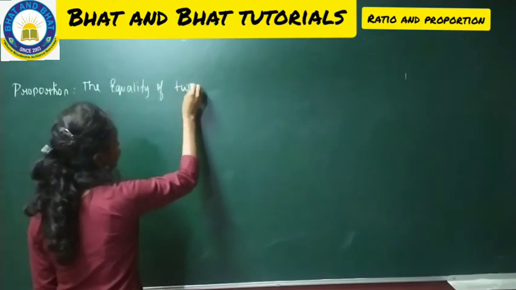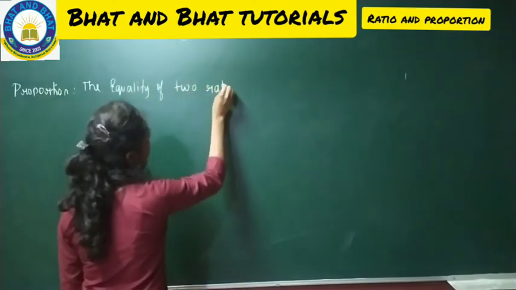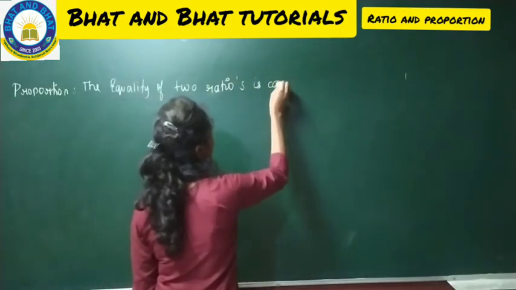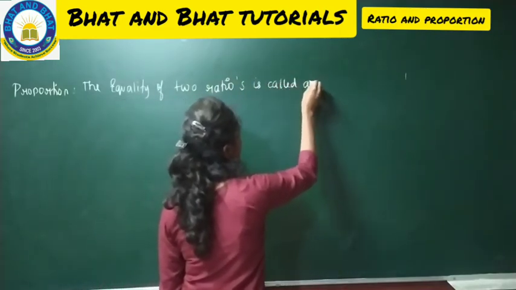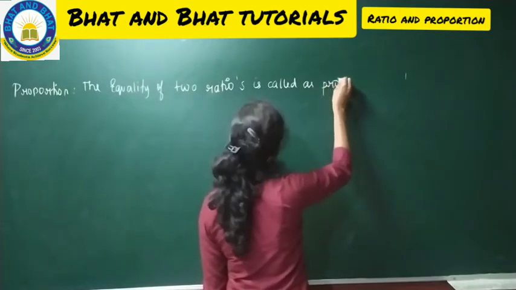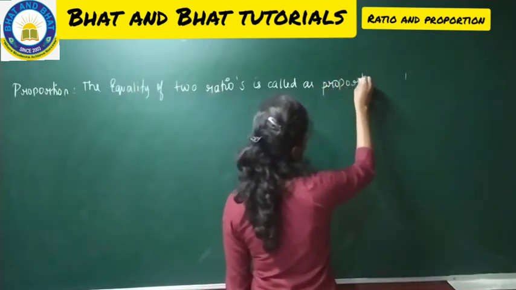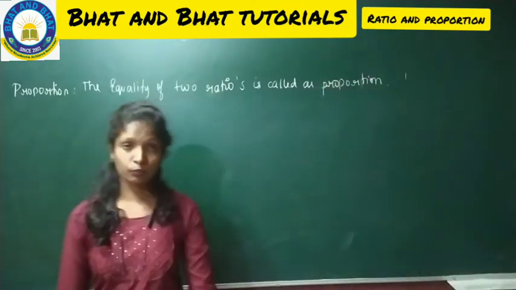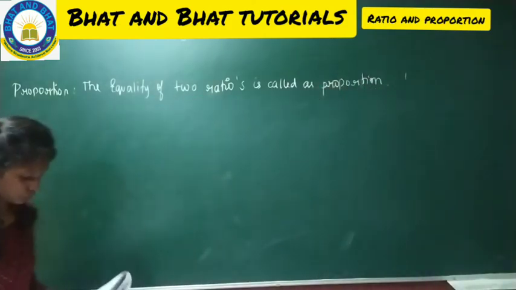The equality of two ratios is called as proportion. So what is proportion? The equality of two ratios, that we are going to call as proportion.